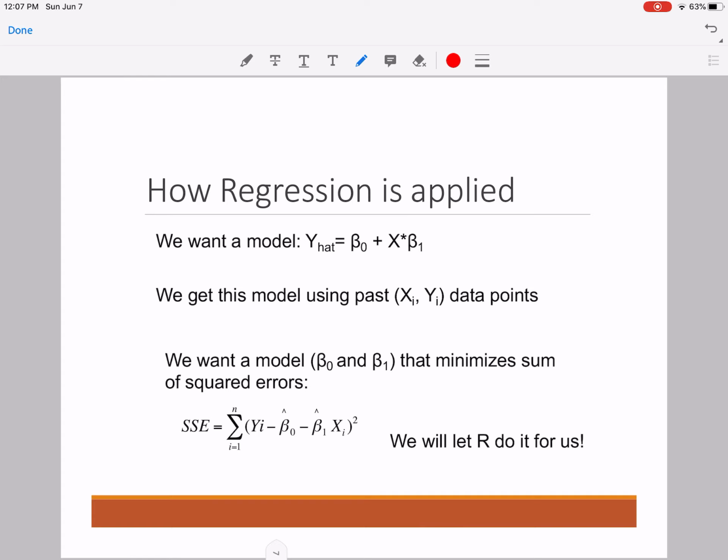Now let's see how regression is actually applied in science and engineering. We are scientists and engineers and we would like to perform our actual experiments. So let's see how the regression is applied. The ultimate goal for regression analysis is to identify the values of beta naught and beta 1.